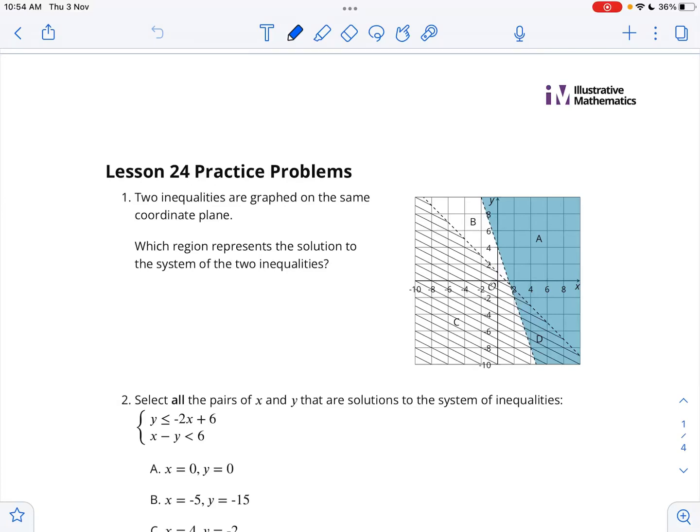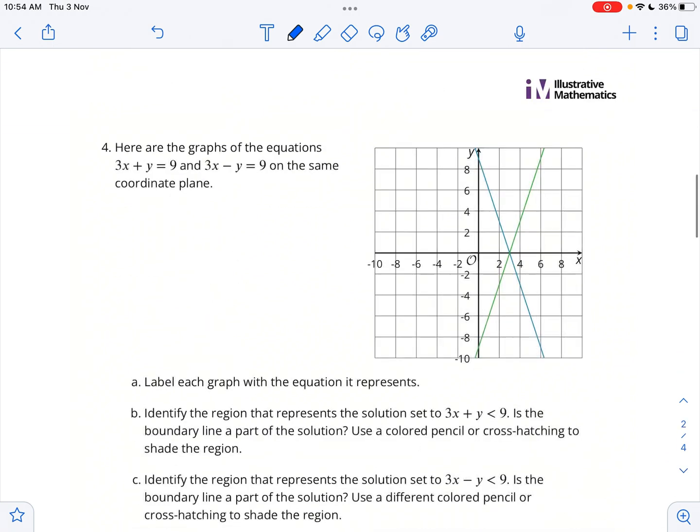Practice problems for lesson 24. Question 1. Two inequalities are graphed on the same coordinate plane. Which region represents the solution to the system of the two inequalities? Well, this one is going to be where the two overlap, and so that's going to be in region D there. So region D.